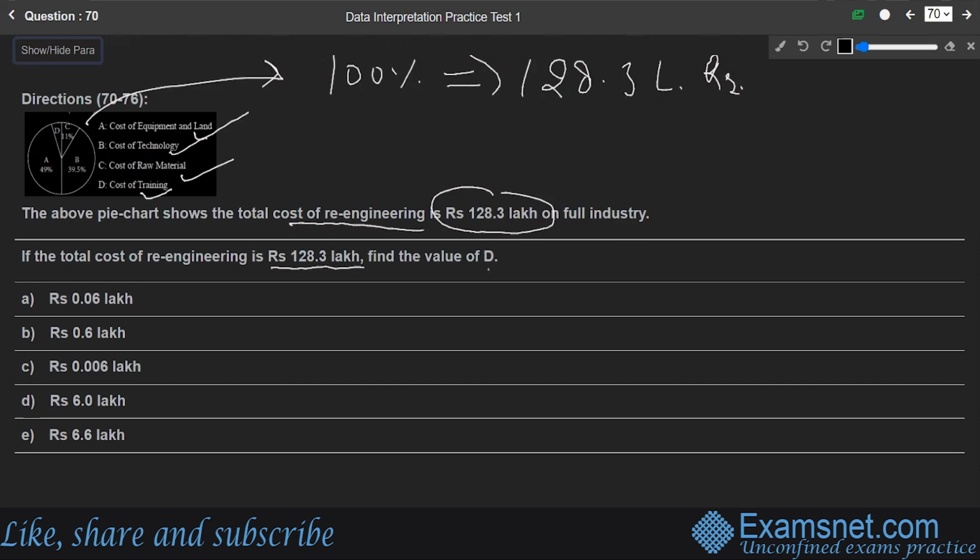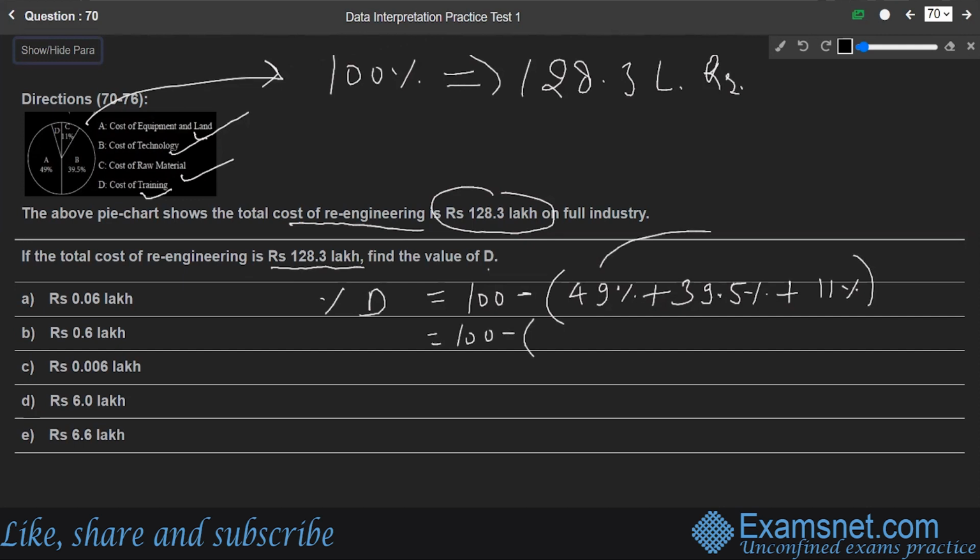For that, first of all, we need to find out the percentage equivalent to D. How can we find it? The percentage of D will be 100 minus the sum of the percentage of A, that is 39.5%, plus the percentage of C, that is 11%. Solving further, 49 plus 11 is 60, and 60 plus 39.5 is 99.5%. If we subtract, this becomes 0.5%. So the D component is equal to 0.5%.